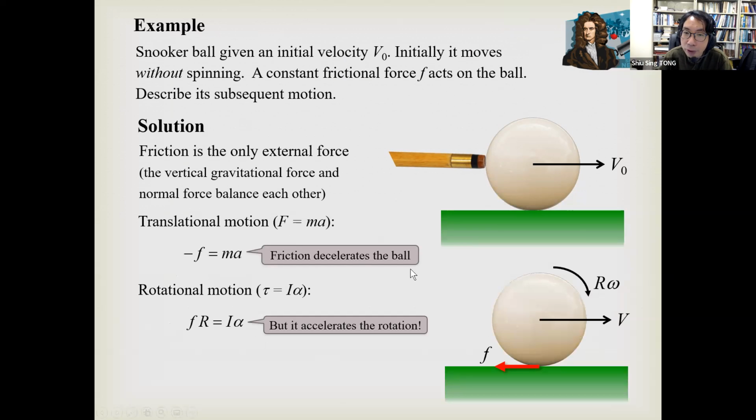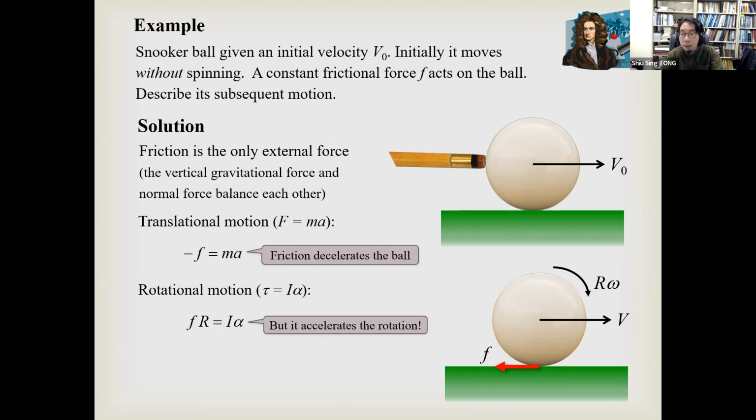Snooker involves using a cue to strike the ball, right? So you strike the ball with a cue, and the ball is given a certain initial velocity. Now, suppose I use a cue to strike the ball along the line that passes through its center. So essentially, I do not induce any torque on the ball, okay? Because the torque relies on the distance of the line of action of the force from the center. If I strike at the middle, then it will not induce any torque. And so there's a pure translational motion at the beginning. The ball is given an initial velocity, which I call V naught.